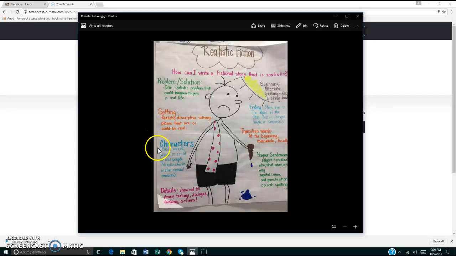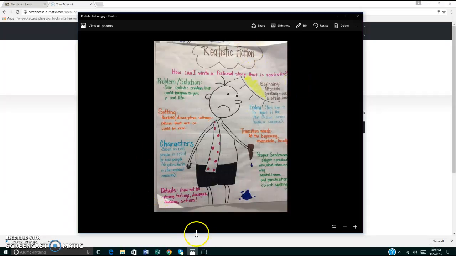Realistic fiction characters can be based on real people or could actually be real people. Remember, in realistic fiction stories, there are no goblins, there are no fairies, there's no magic, and there are no mythical creatures. That falls under the fantasy category, not realistic fiction, and we're doing realistic fiction.